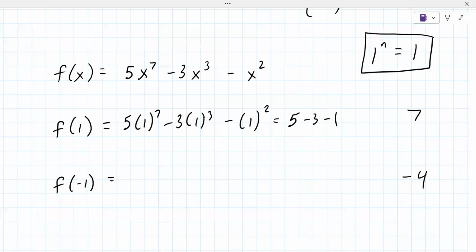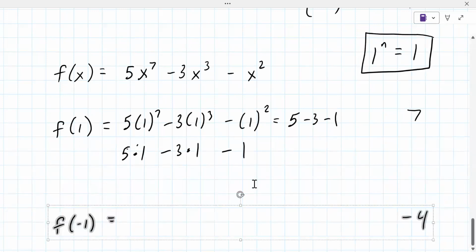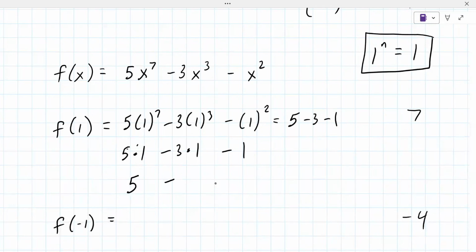What I got was 5 minus -3 minus 1. Okay. So keep in mind here, 1 to any power is 1. So that negative still stays out front. It's 3 times 1. So this is 5 times 1 minus 3 times 1 minus 1. And then you always multiply before you add or subtract. So it's 5 times 1 is 5 minus 3 minus 1. And then you just do it in order. 5 minus 3 is 2. 2 minus 1 is 1.